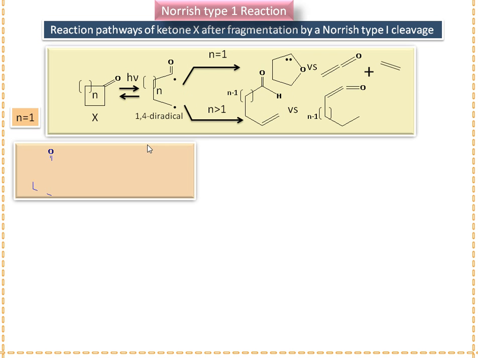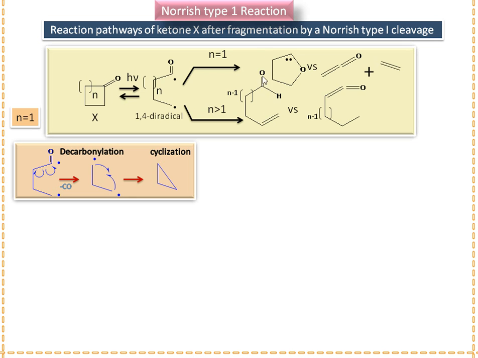The first product is the formation of cyclization via decarbonylation. This is a 1,4 biradical due to the irradiation of cyclobutanone. Now it undergoes alpha cleavage giving 1,3 biradical via the decarbonylation. This 1,3 biradical recombines to give cyclopropane.